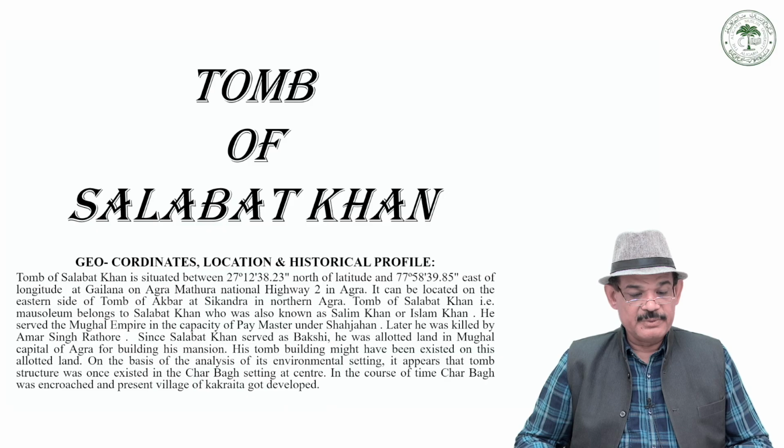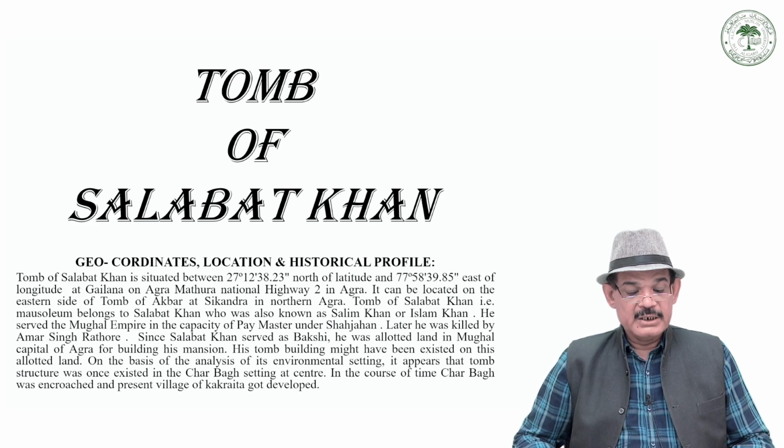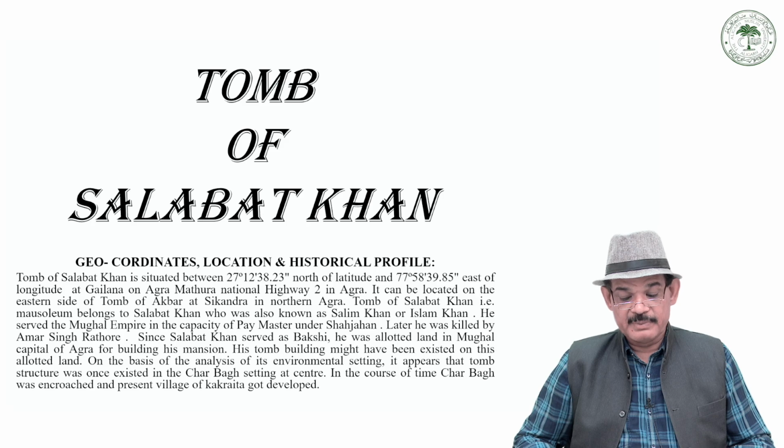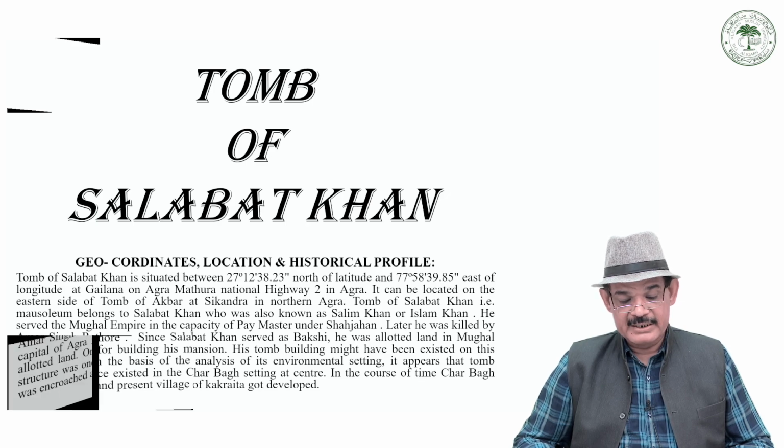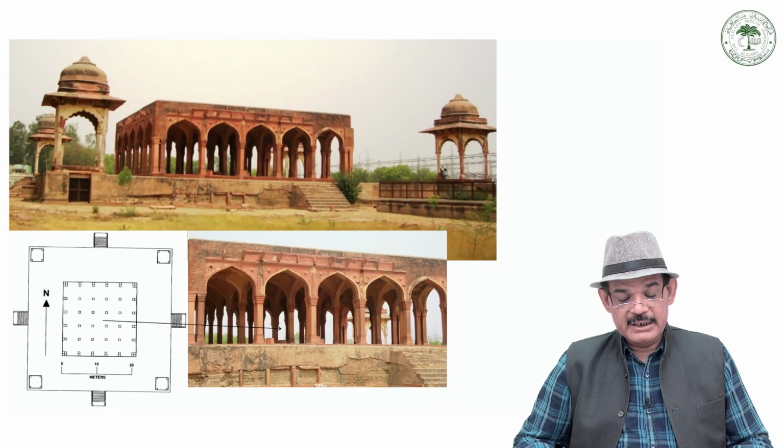Another structure which I would like to discuss is the tomb of Salawat Khan. Salawat Khan is also known as Salim Khan or Islam Khan. He served the Mughal Empire in the capacity of paymaster under Shah Jahan. It belongs to the Shahjahani period. Salawat Khan also served as a Bakshi, and he was allotted land in the Mughal capital of Agra to build his mansions. It is very interesting.